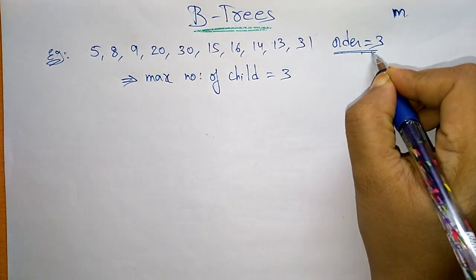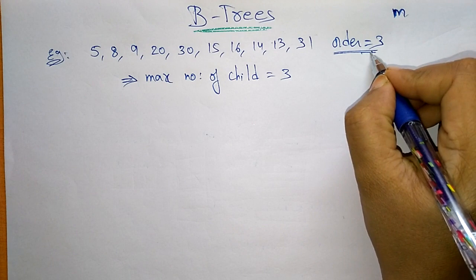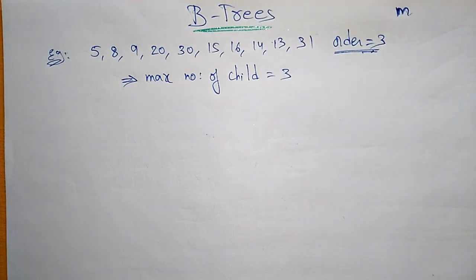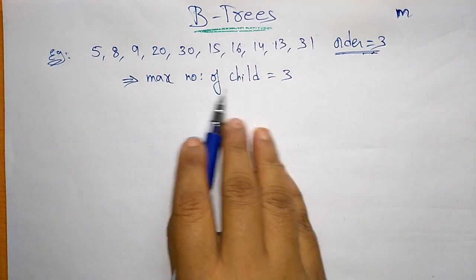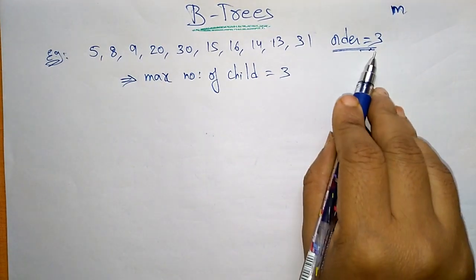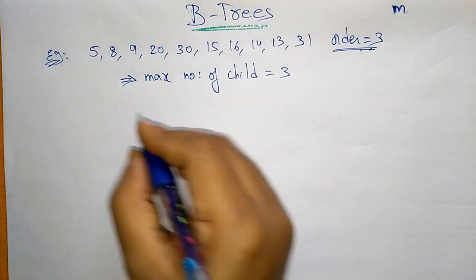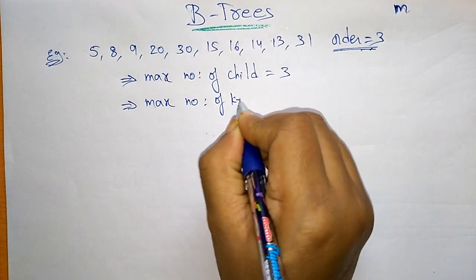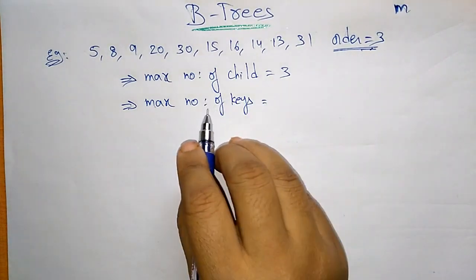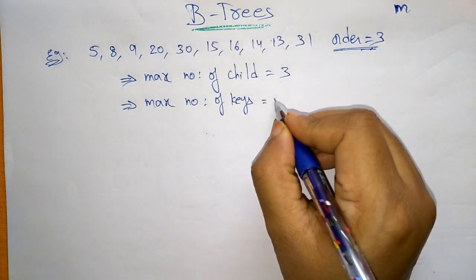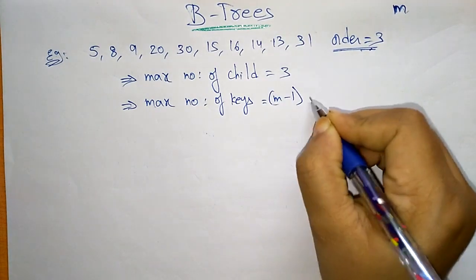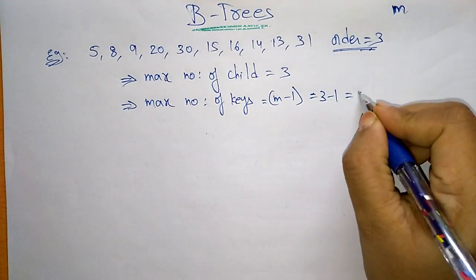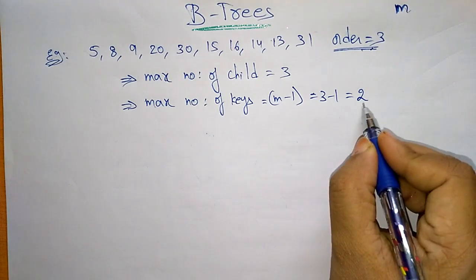Order 3 means the number of pointers denotes the order of a tree. So how many pointers there are denotes the order of the tree. Here the maximum number of children should be 3. If the order is 3, the maximum number of children should be 3. And the maximum number of keys: as in the previous example, the maximum number of keys is m minus 1, that is children minus 1, 3 minus 1, or order minus 1, and you get 2. So the maximum number of keys is 2.